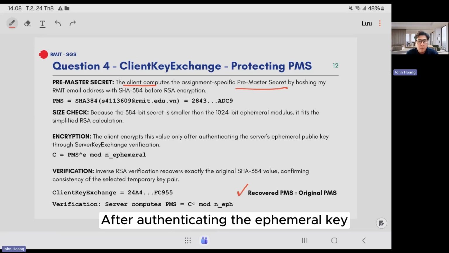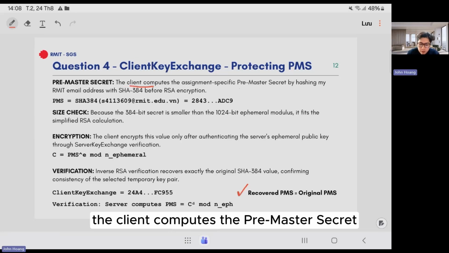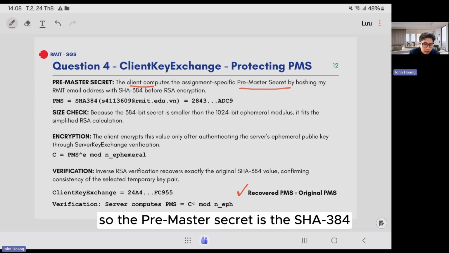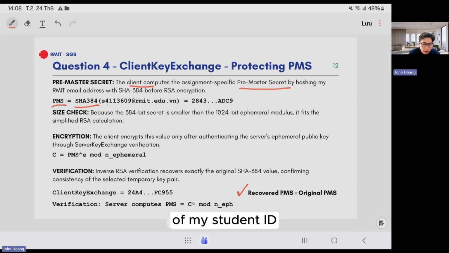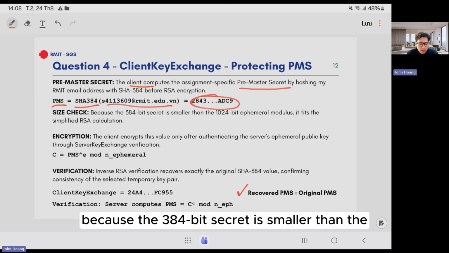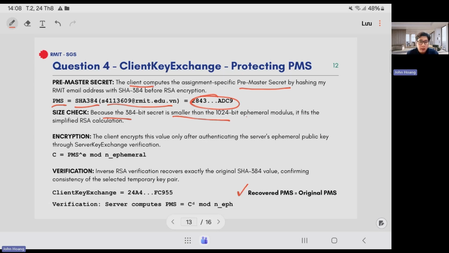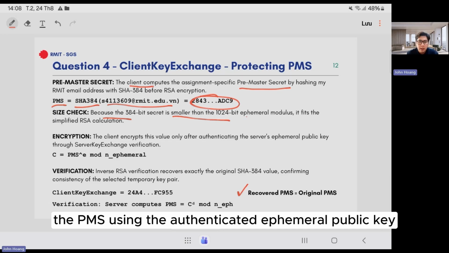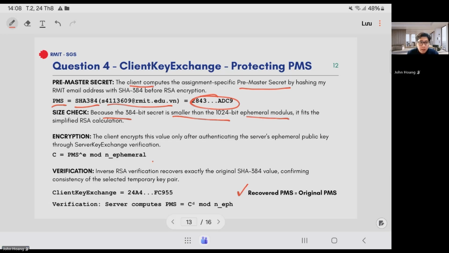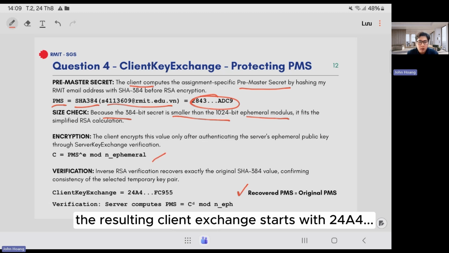After authenticating the ephemeral key, the client computes the pre-master secret. The pre-master secret is the SHA-384 of my student ID, so I get this result. Because the 384-bit secret is smaller than the 1024-bit ephemeral modulus, it fits the simplified RSA calculation. The client then encrypts the PMS using the authenticated ephemeral public key. The resulting ClientKeyExchange starts with 24A4 and is shown here.